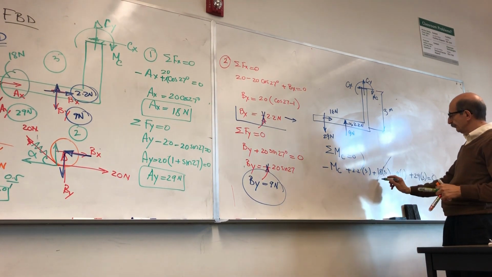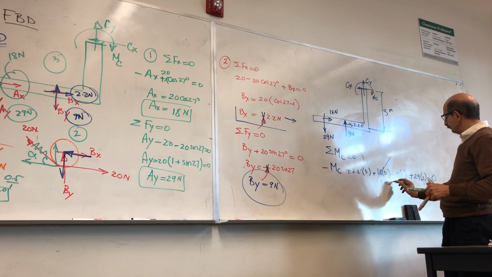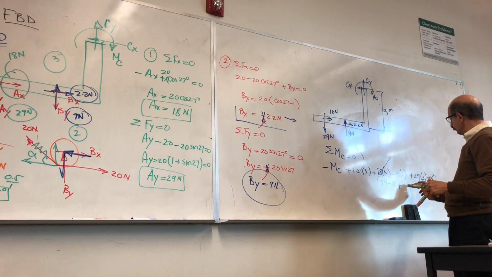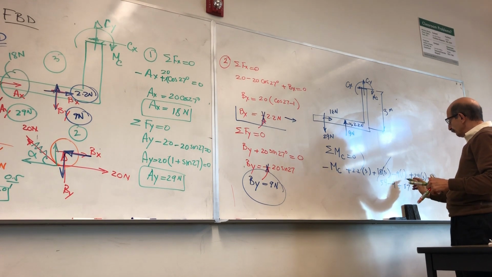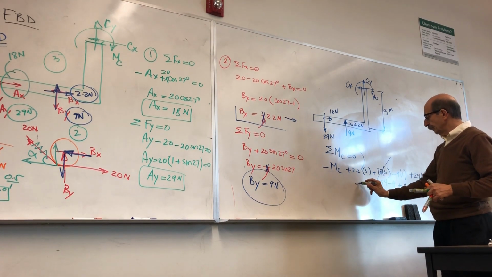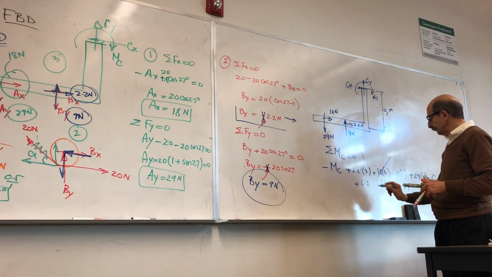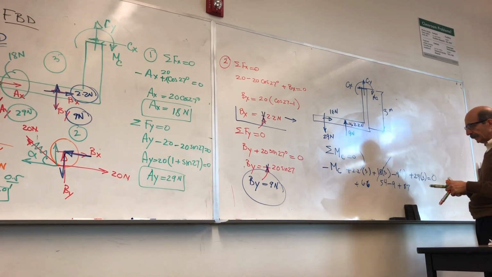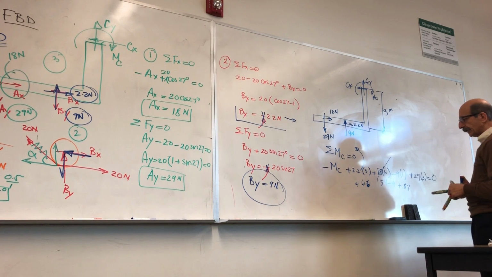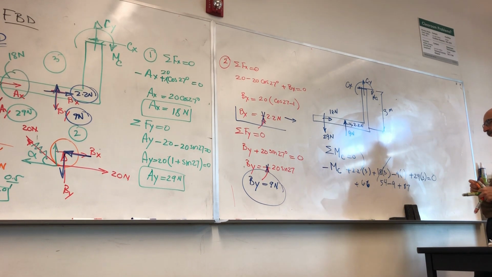So let's see, this is 54 minus 9 plus 87 plus 6.6. So I have almost 60 minus 9. That's 51, right? Plus 87, 50, yeah, 50.